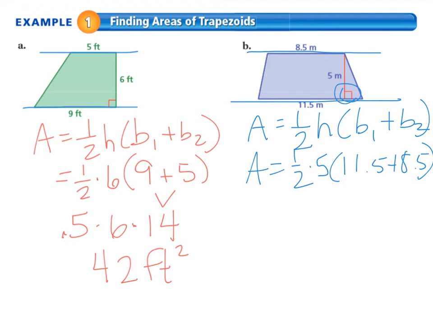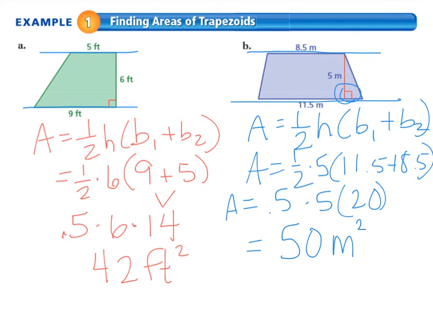Okay, 11.5 plus 8.5 equals 20. I'm going to rewrite everything else I haven't done yet, changing that 1/2 to a 0.5. That's how I'm going to put it in my calculator. 0.5 times 5 times 20 equals 50. And my units are meters, so meters squared.